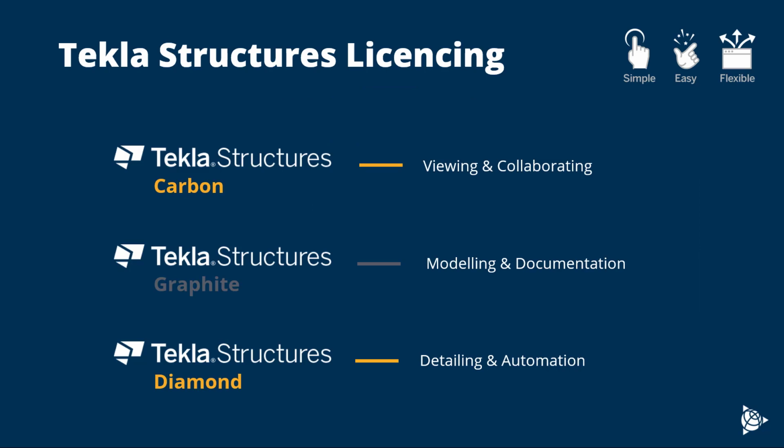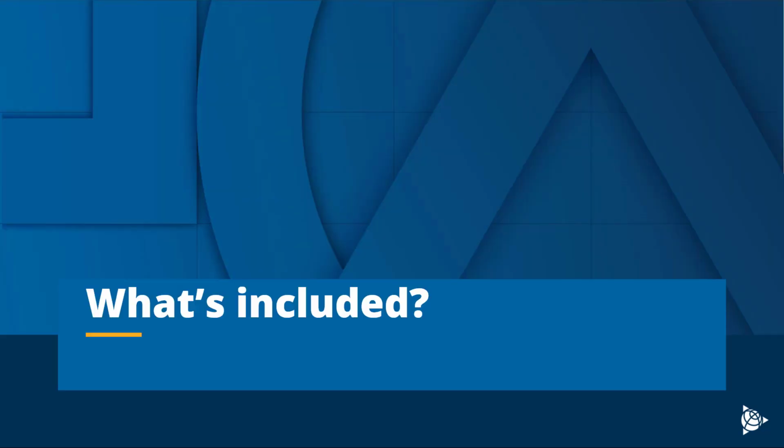And in terms of licensing for Tekla Structures, we have 3 different license types. So we have the Tekla Structures Carbon for viewing and collaborating, the Graphite for modeling and documentation, and the Diamond for the detail and automation. The Diamond is going to be the best license to look at for the light metal framing, as it gives you the full capability of detailing and fabrication outputs.